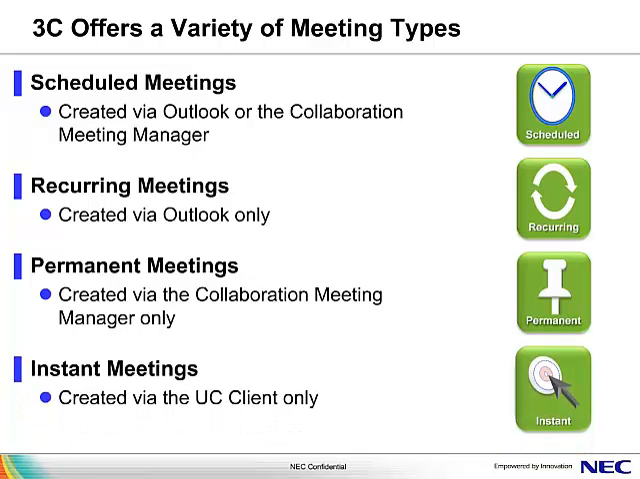Instant meetings are created only via the icon on the UC client. The invitation to this type of meeting is sent via email and the instant message window of the user or users engaged. Only users of the 3C system can be invited to these meetings initially. Once the meeting is started, anyone can be added or invited to join.